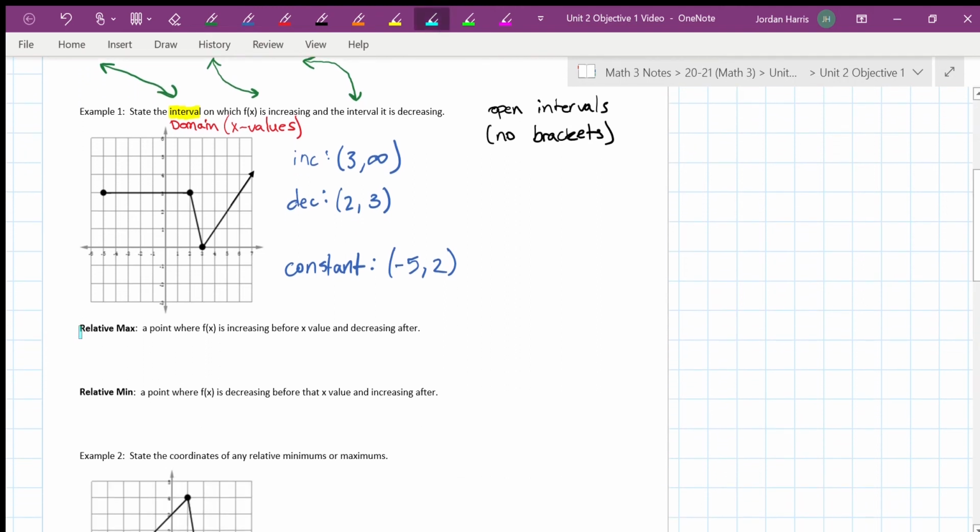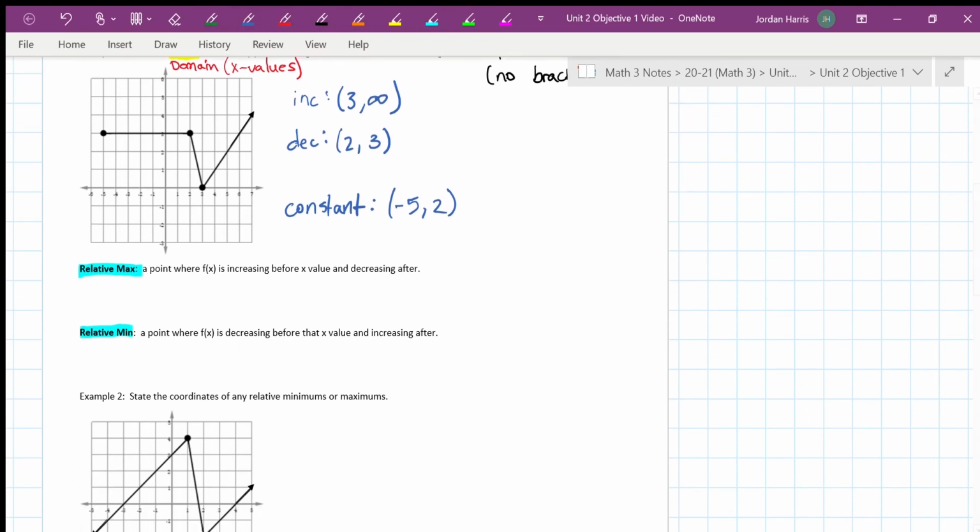So next, we're going to talk about two more things, relative max and relative min. A relative max is a point where f of x is increasing before and decreasing after. Okay, and it can be like a V-shaped, increasing then decreasing. Notice this point would be a relative max because I'm increasing before, decreasing after that point. It can be curved, increasing then decreasing, so like a U-shaped.